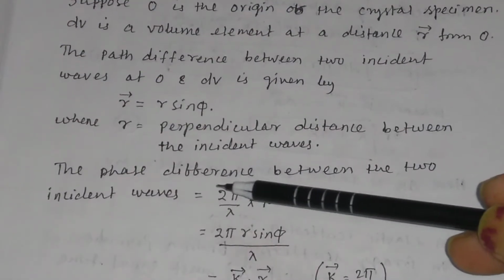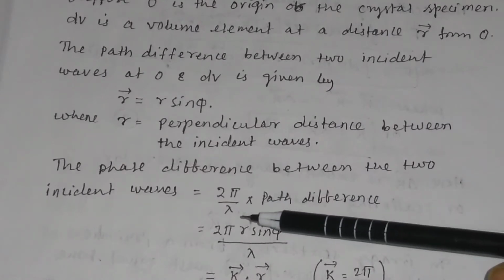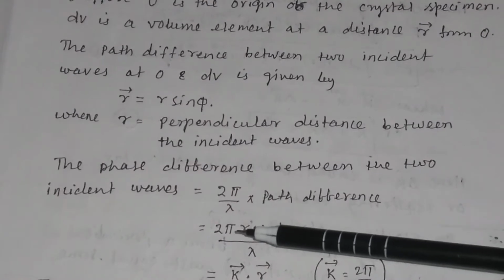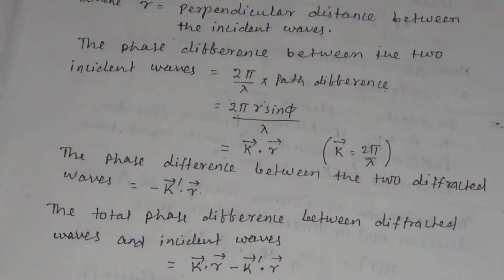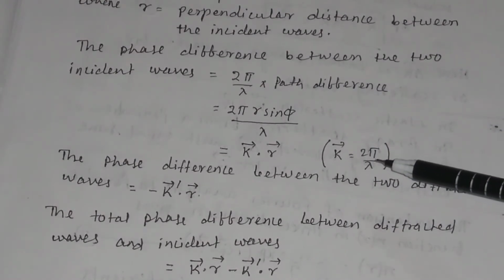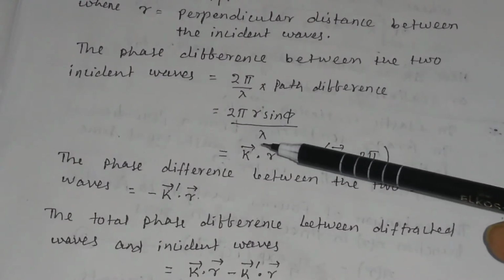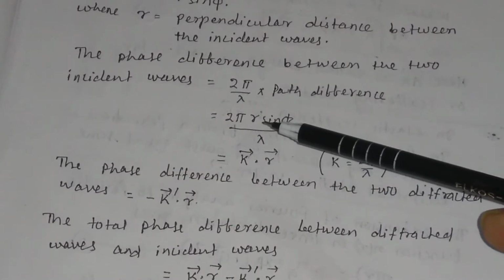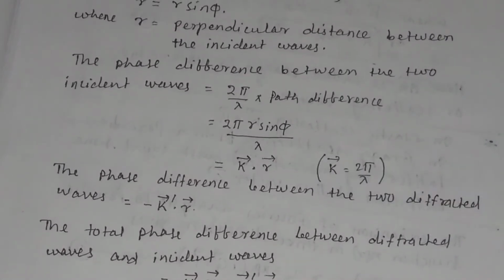So the phase difference between the two incident waves will be equal to 2 pi by lambda times the path difference, that is 2 pi r sin phi divided by lambda. Since we know the wave vector k is equal to 2 pi by lambda, this will be equal to k vector dot r vector.